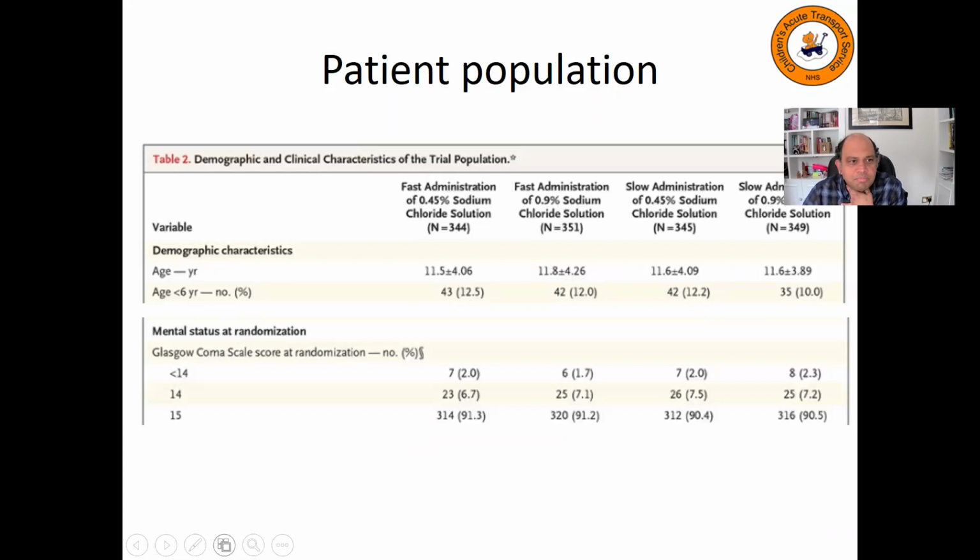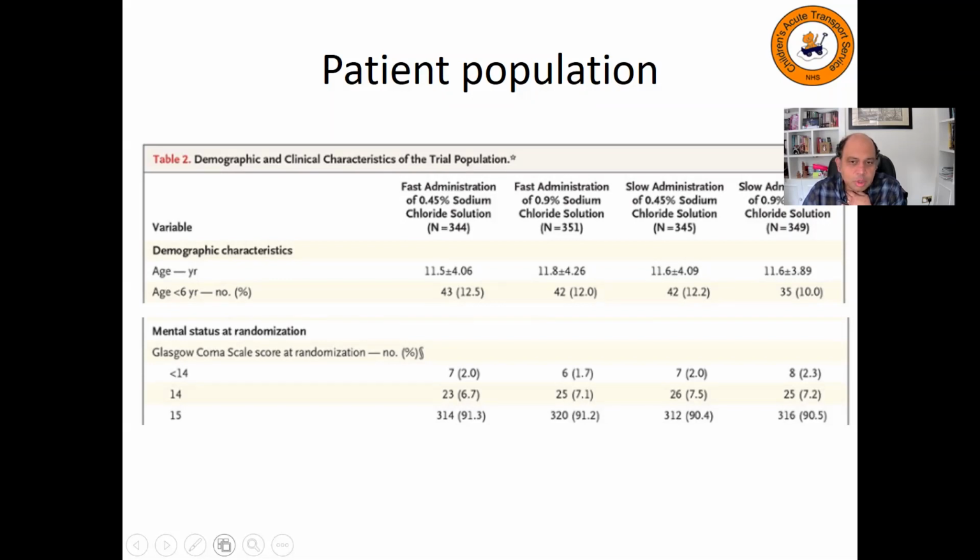The characteristics of the trial population are obviously quite important and come back to what we talked about earlier. The patient age group was quite similar in all the groups. Under 6 years, which is obviously a high risk patient group, was not that different across the 4 groups. But at randomization, a GCS of under 14 was uncommon. Only 2% of the patients had a GCS of under 14 when they were randomized and entered into the trial.